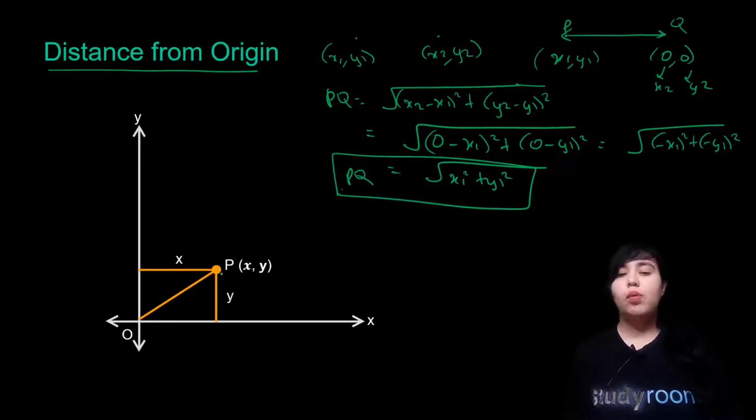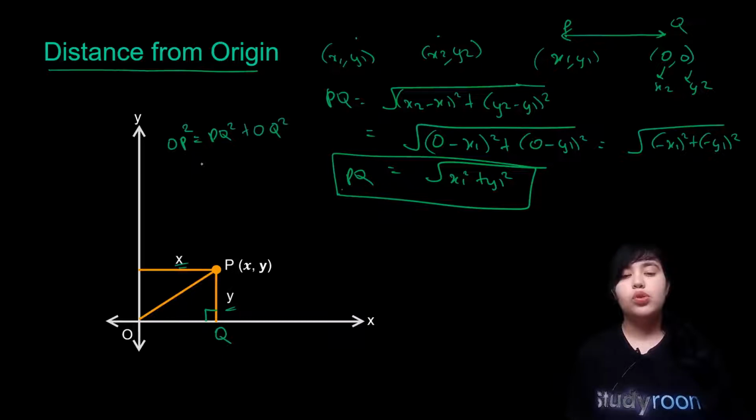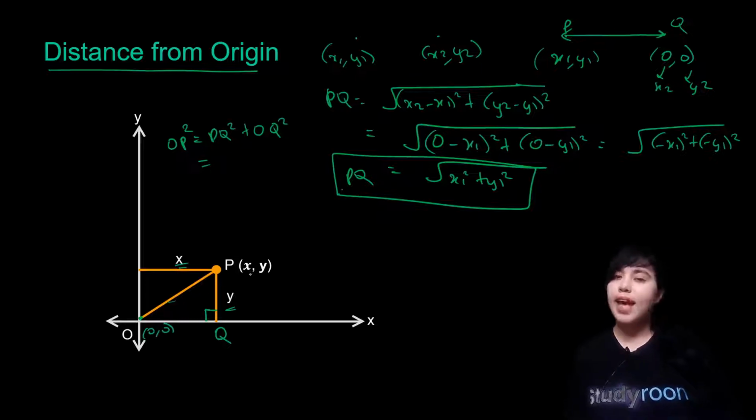So if I give you a point P (x, y), that means the perpendicular distance from the x-axis is going to be y, and the perpendicular distance from the y-axis is going to be x units. Now since I have dropped a perpendicular from P on the x-axis, this angle is 90 degrees. Let me call this point Q. If I apply the Pythagoras theorem, the hypotenuse being OP, I'll get OP square is equal to PQ square plus OQ square. I can find out this OP distance, which is exactly what we need, the distance between origin (0, 0) and the given point P (x, y).